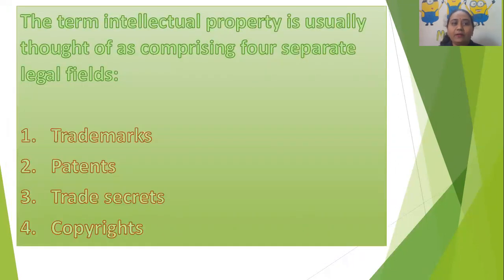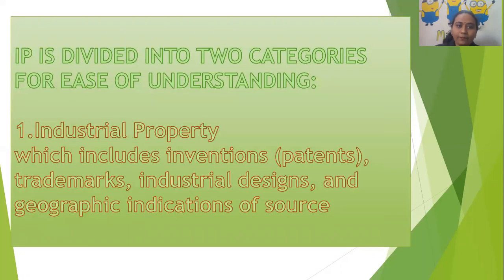Now we will understand that the term intellectual property is usually thought of as comprising four separate legal fields: trademarks, patents, trade secrets, and copyrights. Talking about the two major parts of intellectual property, we will divide trademarks, patents, and trade secrets into industrial property. Industrial property includes inventions, that is patents, trademarks, industrial designs, and geographical indications of source. For example, Banarasi sari.